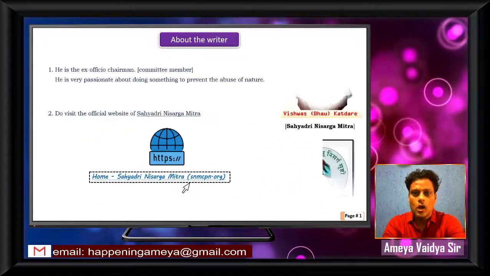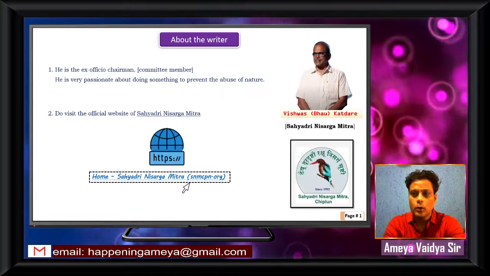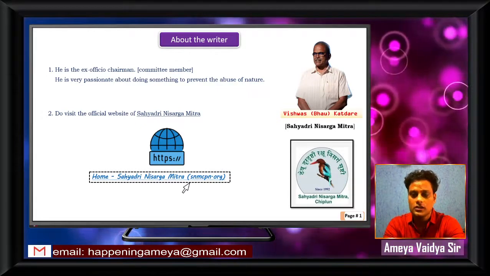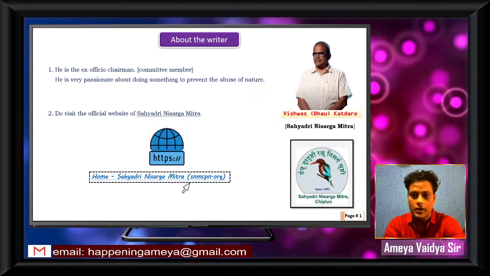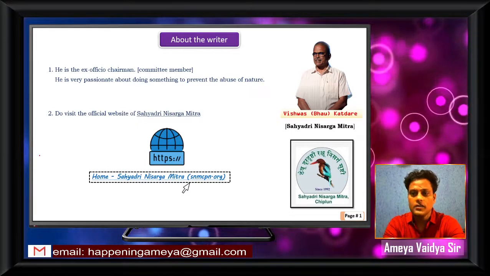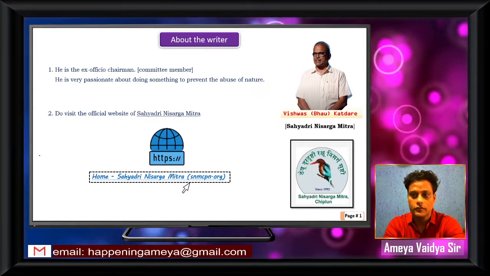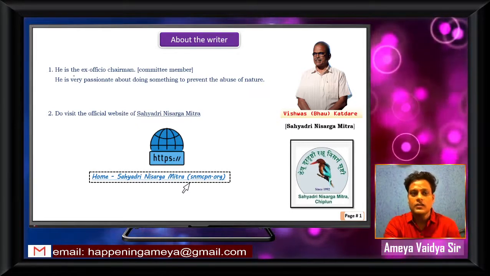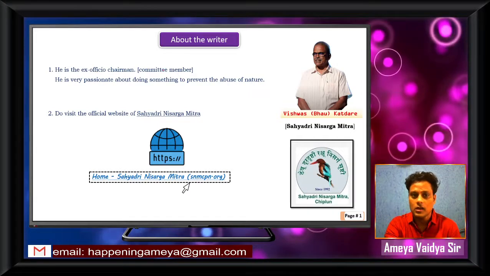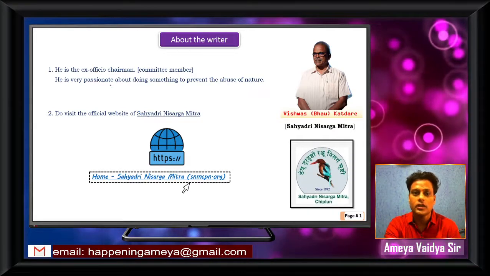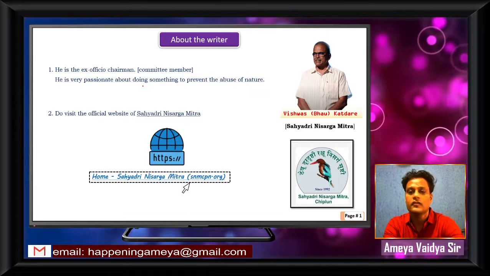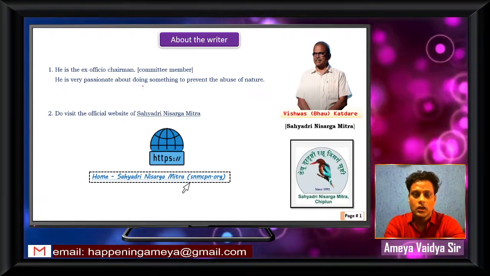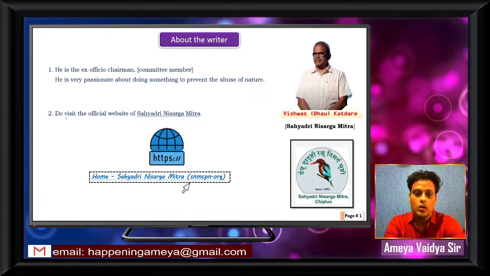All right, so about the writer, I told you Bhau Katdare. Of course, Bhau is what he is called. He is referred to as Bhau, but his name is actually Vishwas Katdare. He is the ex officio chairman, that's a committee member, and he is very passionate about doing something to prevent the abuse of nature. He is very passionate about his work, let me tell you that.